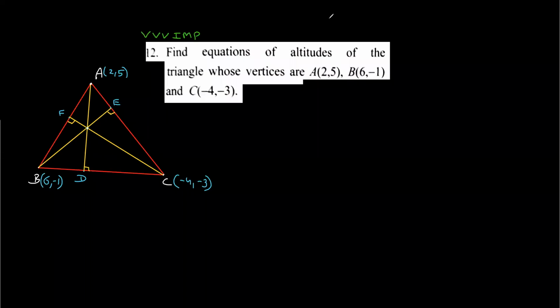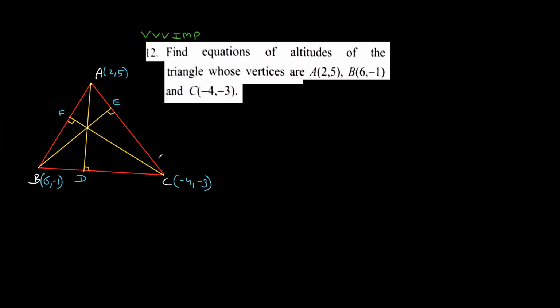Okay, so students, see here, question number 12, we are given a triangle whose vertices are A, B, C and we are asked to find the equations of altitudes of the triangle. So the idea here is, I have already drawn the diagram so that we can save time on drawing the diagram. Here you see the diagram on the screen. How do I get the equation of altitudes of this triangle?